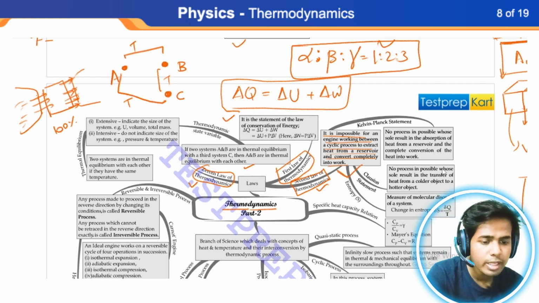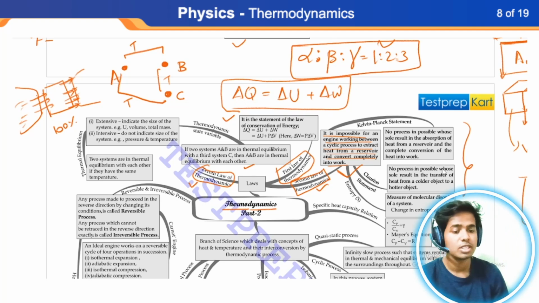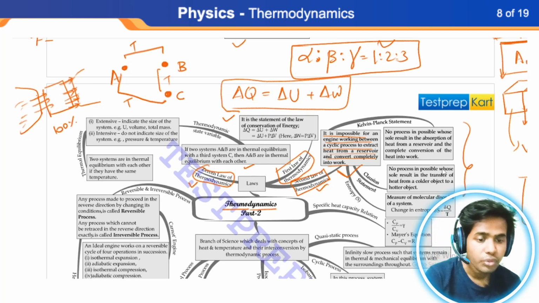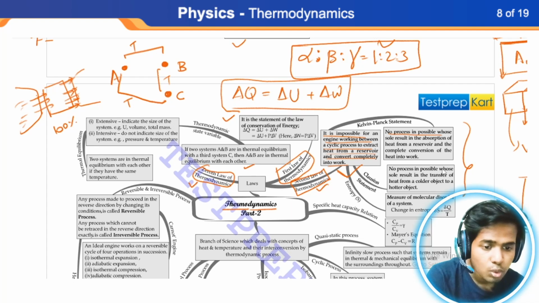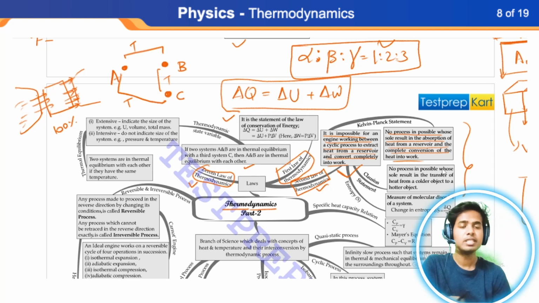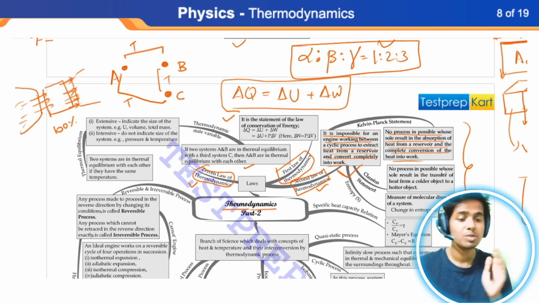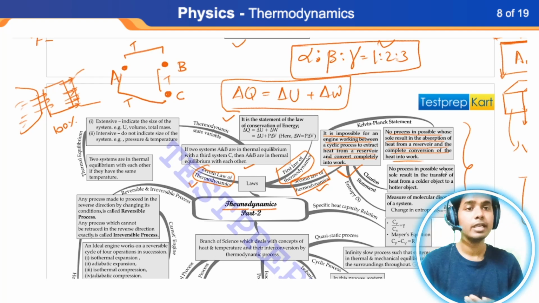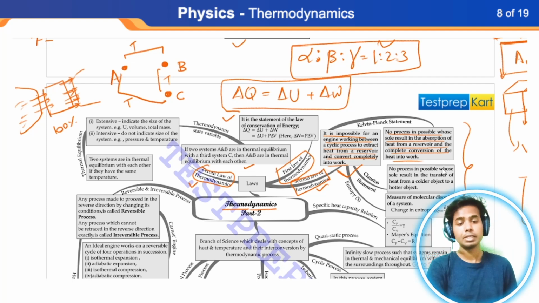Now there are two more ways of saying this. Basically the same thing, they are saying that no process is possible whose sole result is the absorption of heat from a reservoir and the complete conversion of the heat into work. They are saying the same thing: no process with 100% efficiency is possible, in which all the heat taken is converted into work done.